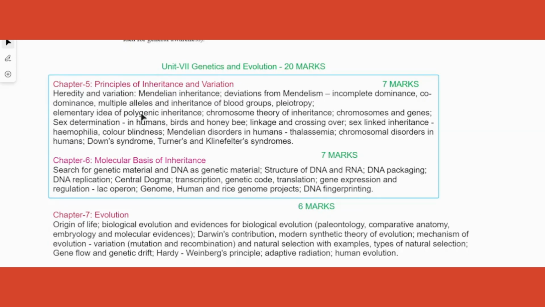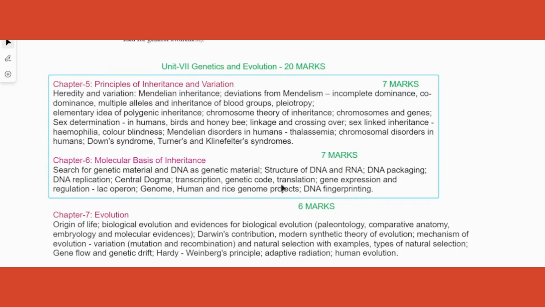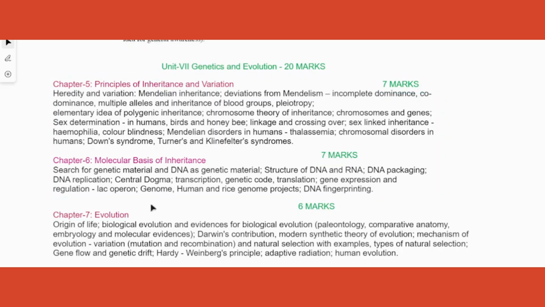However, chapter 5, which covers a lot of concepts, may go up to 10 marks. In that case, chapter 6 may have slightly fewer marks compared to chapter 5. But as of now, we'll take it to be 7 and 7. Evolution will most probably get around 6 marks, because here again, a lot of concepts are there.